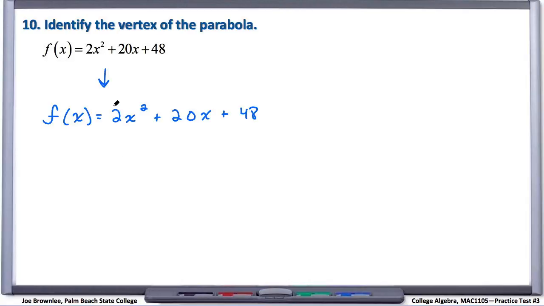So to start, we're going to group the first two terms together, these x terms. Because the coefficient of the x squared term is something other than 1, we have to factor out this coefficient. In this case, it's a 2, so we factor out a 2 from these first two terms. If we pull out that 2, what we're left with is x squared plus 10x, plus 48. And now that the coefficient of the x squared is 1, we can go ahead and complete the square.